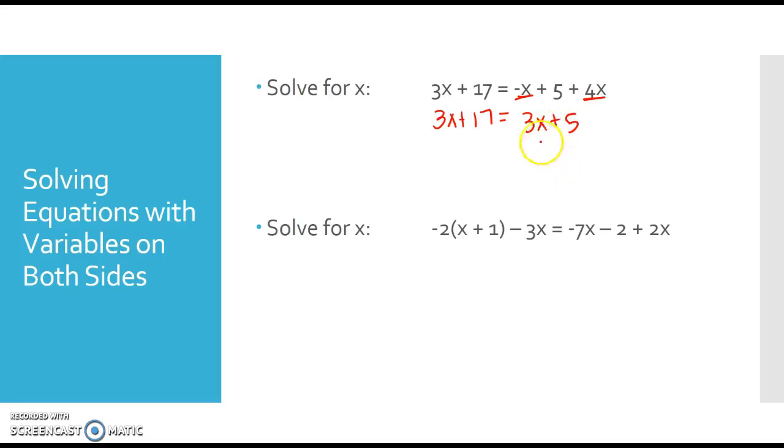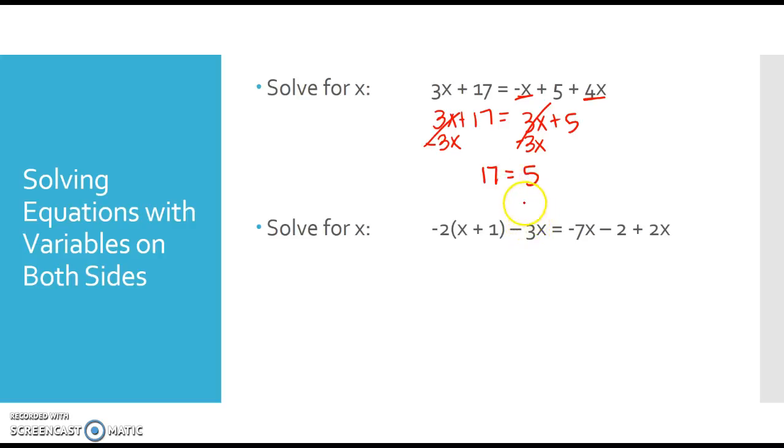So I've got to move a 3x over. They're both 3x, so it doesn't matter which one I move. It's positive. The opposite of a positive is a negative. Now when I do that, my 3x cancels on both sides. So if I bring down what's left, I have 17 equals 5.